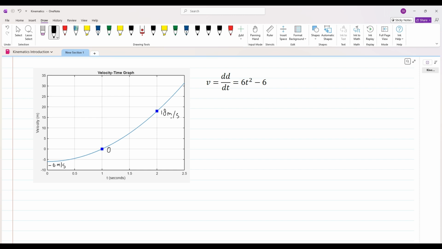Now, what if we wanted to find the acceleration of the object at any point? Well, again, we would use differentiation. So as before, let us differentiate the equation. So a equals dv over dt equals 2 times 6 times t to the 2 minus 1. The constant minus 6 just becomes 0, so that's minus 0. So the acceleration equals 12t. And this is our equation for the acceleration of the object.